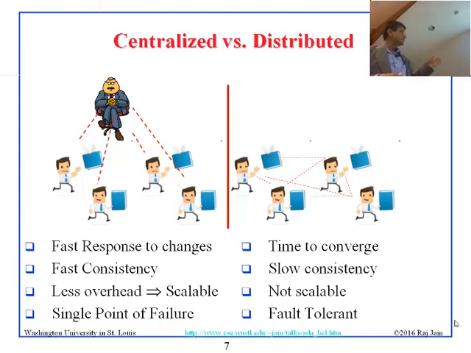This is fast consistency. When you want something, the center knows what is the right thing and tells everybody. In the distributed case, it takes time. There is less overhead in the centralized case, because you just tell your boss, so the overhead is very little. Here, there are lots of messages going around. And this is only one problem. There is one problem with the center: there is a single point of failure. That's where we started. Right? Here, this is fault tolerant.